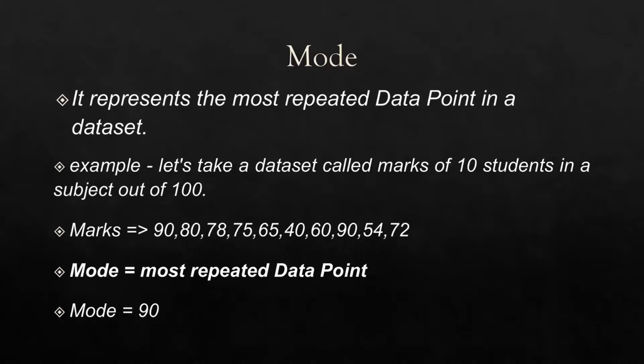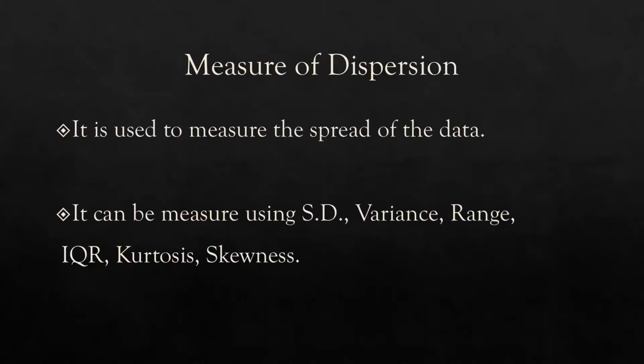So what will be the most repeated data point in our data set marks? It is 90. Now the second type of descriptive statistics is measure of dispersion. Now, what is dispersion? Dispersion is known as the spread of the data, the distance between the data points, or we can also say the distance between the mean and the data points.